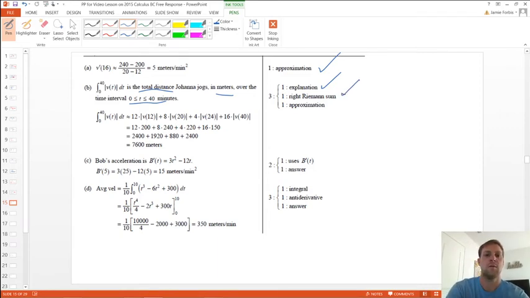Write Riemann sum, and notice how they made 220 positive. And then the correct approximation. Again, if you left it right here, I think you're going to be fine, but they simplified it all the way down to 7,600 meters.